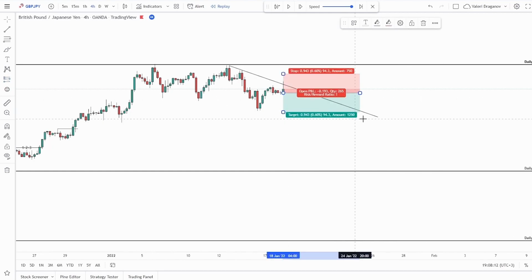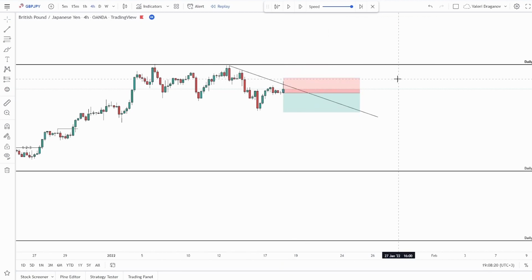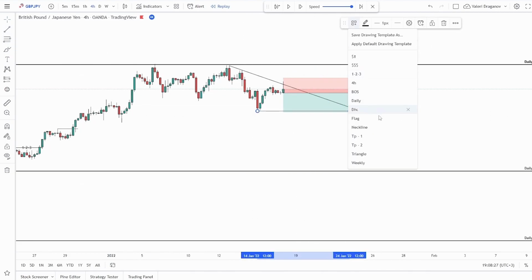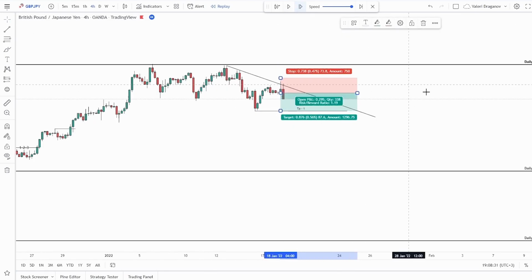So we are entering here. Our stop loss is 20 pips above the last repulsion. We're gonna make it 74 pips. Our take profit is on the first previous bottom here. Let's see.